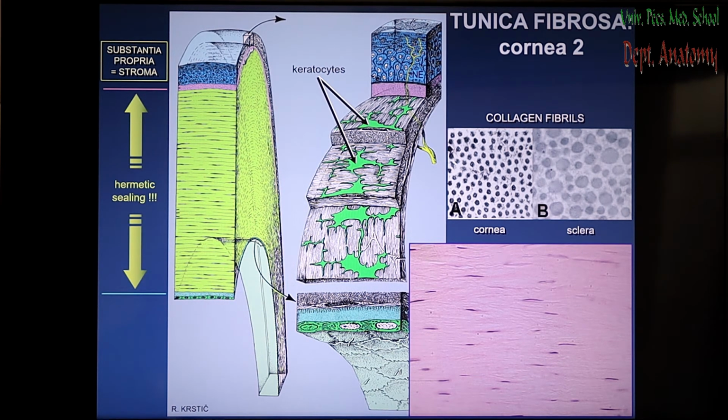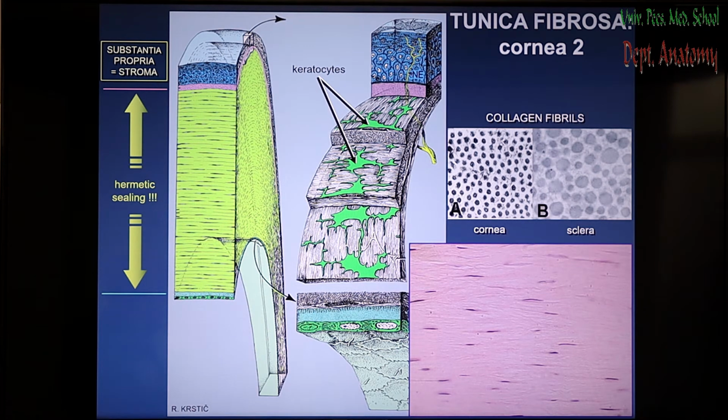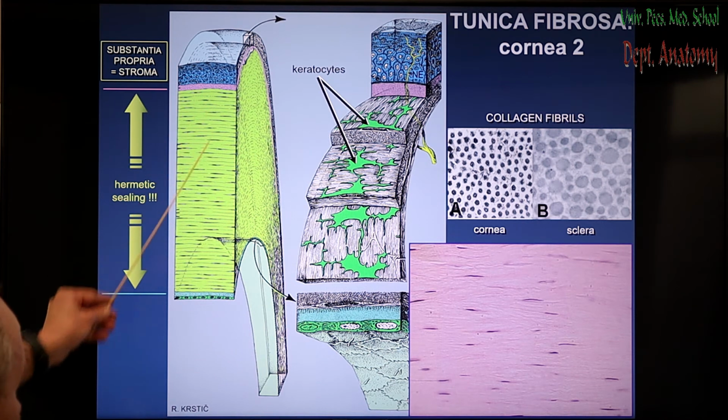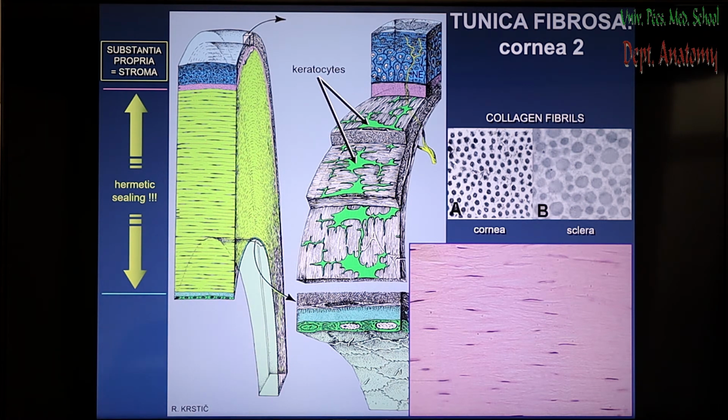The anterior and posterior limiting laminae, these extremely thick layers of basement membrane, are for the complete hermetic sealing of the delicate tissue of the substantia propria. The importance of these layers can nicely be seen if there is a damage to the anterior limiting membrane. The foreign body goes through, and if the damage is penetrating through the anterior limiting membrane, deep to the damage, the cornea loses its transparency.